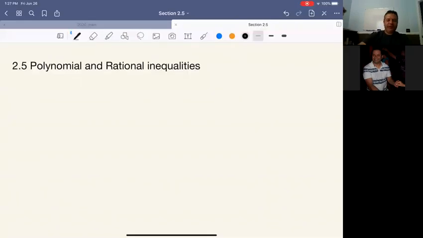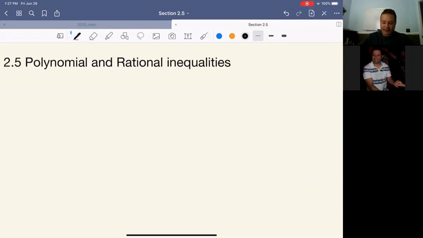Hello. So this section is 2.5. It deals with polynomial and rational inequalities. It's kind of a nice section to learn at this point because there's actually no new material. We're just going to be solidifying a lot of the material we've been working on the last couple of days.